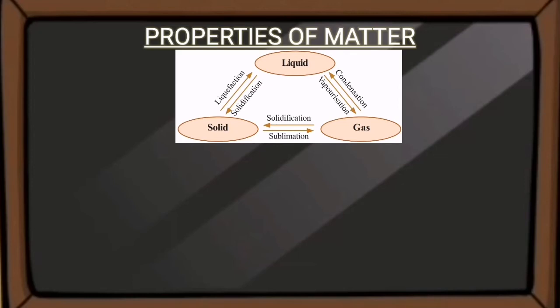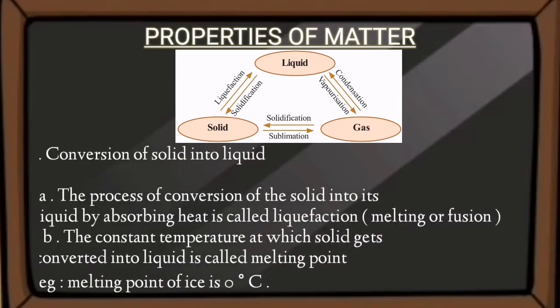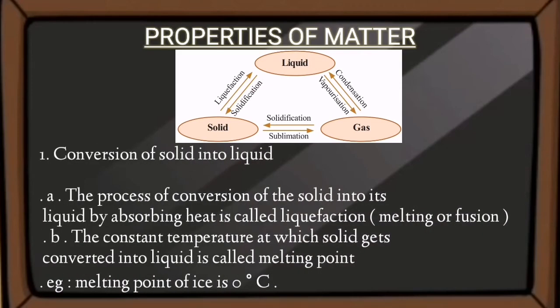Examine the given picture. Conversion of solid into liquid. The process of conversion of solid into liquid by absorbing heat is called liquefaction, melting or fusion. The constant temperature at which solid gets converted into liquid is called melting point. Example, melting point of ice is 0 degrees Celsius.